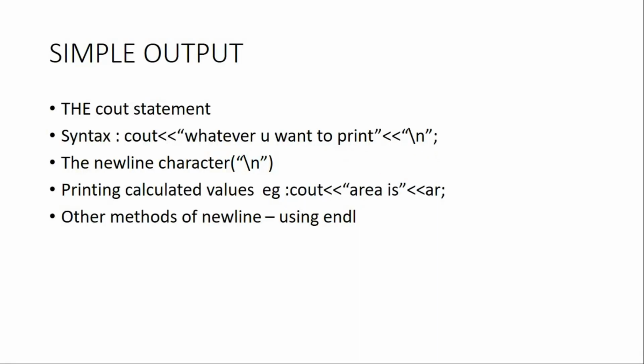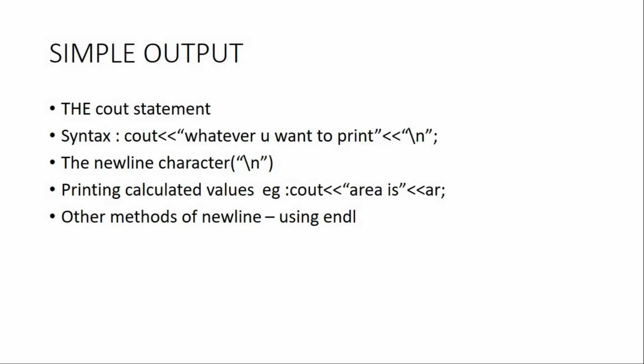So for output, what we use in C++ is the cout statement. The syntax is as follows: you type cout and then you use two left shift operators, those two arrows, and then you open and close quotes. Within those quotes, whatever you write will be displayed on the screen. So you write whatever you want to print in that. And then again you have two left shift operators, and then you have /n within double quotes again.